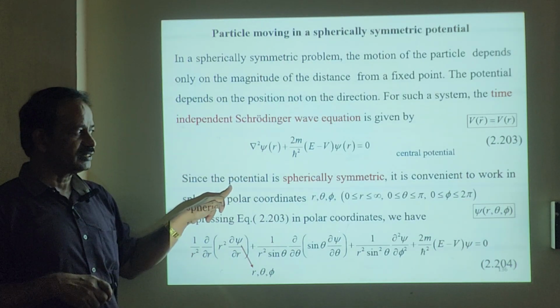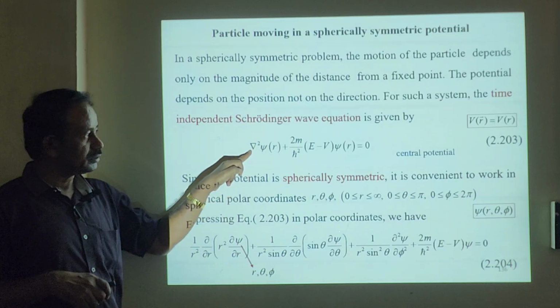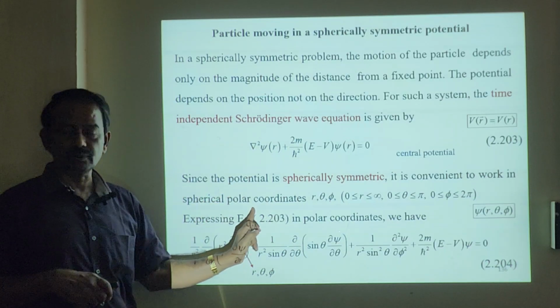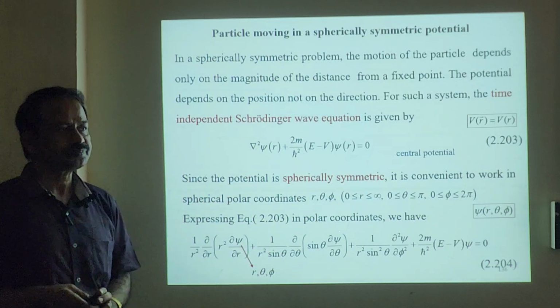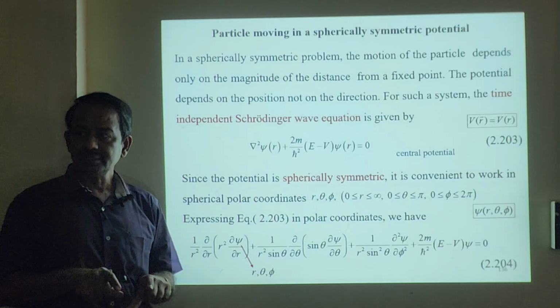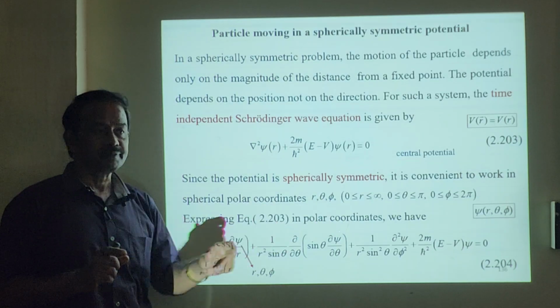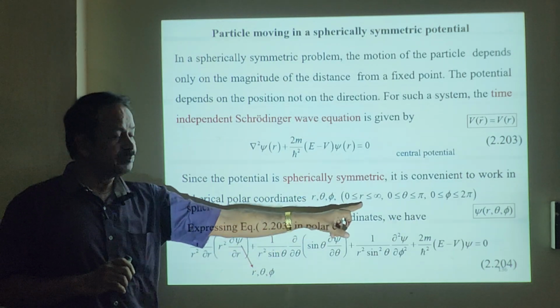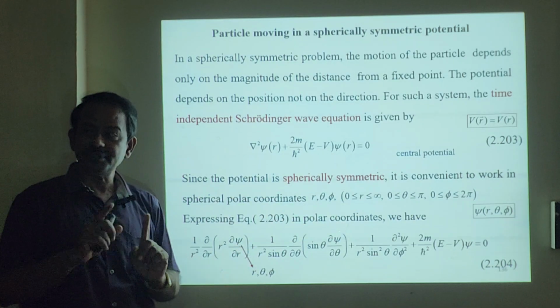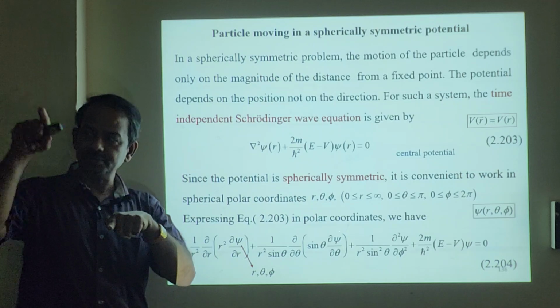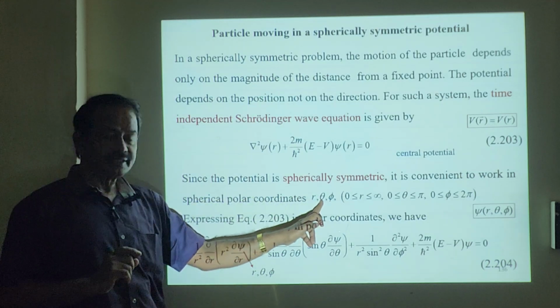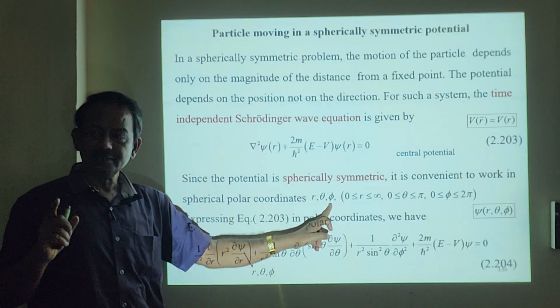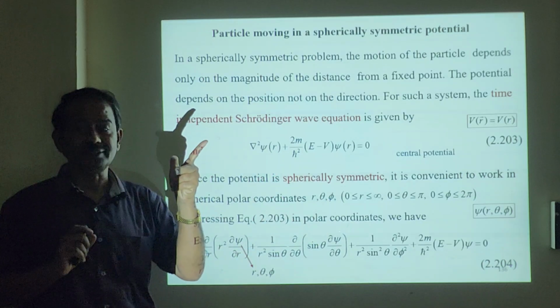And the potential is spherically symmetric. Now we are going to use spherical polar coordinates r, theta, phi. So r is the radial part, theta is the polar angle, and phi is the azimuthal angle. You should remember the limits: r lies between 0 and infinity, theta 0 to pi, phi 0 to 2 pi. You should remember all the three coordinates.